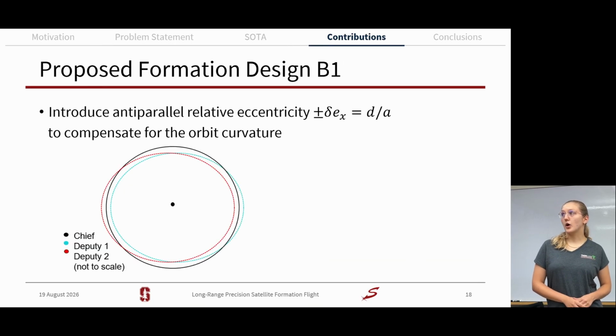So one proposed formation design to counteract this is actually based on the work of a previous undergrad student, Isabel Portios. I hope I'm saying her name right. What was suggested there is to introduce an anti-parallel relative eccentricity for each deputy of exactly that offset of 7 meters to compensate for the orbit curvature. So in a very exaggerated way, you can imagine the eccentricity kind of introducing a lateral shift, if you will, to the orbit.